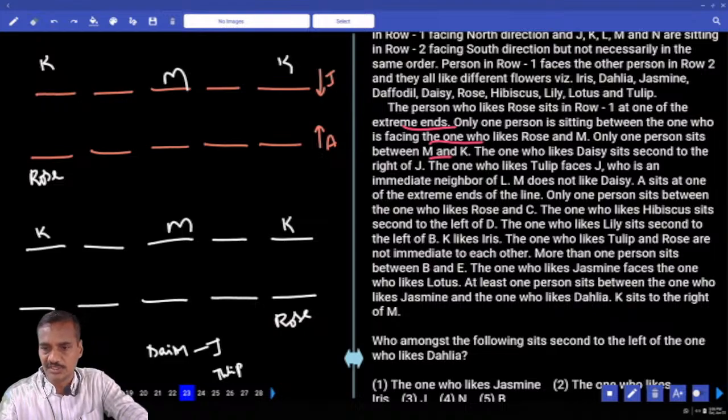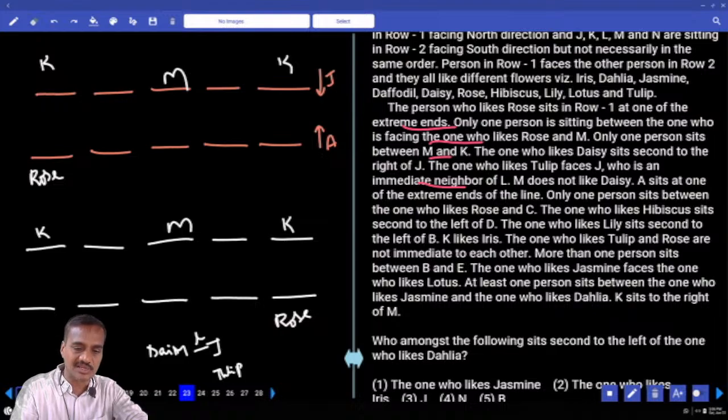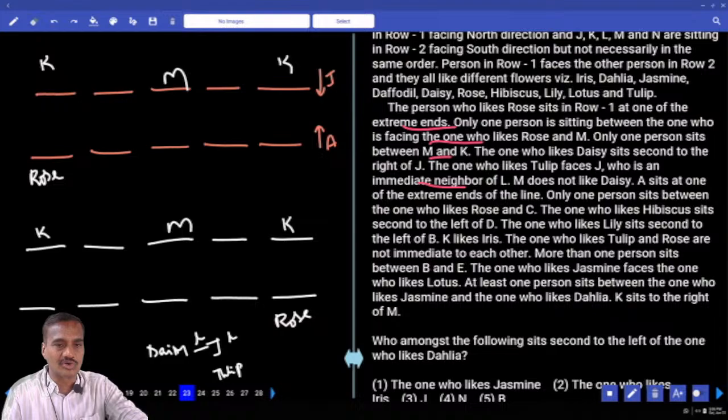And J is an immediate neighbor of L. L can be either here or here, two possibilities. Next, M does not like dice. Clear? M does not like dice. Then where should M be? How many possibilities do we have for dice? Dice can be at the first place or the second place, since M does not like dice.